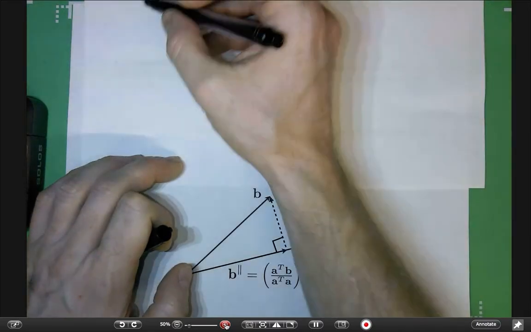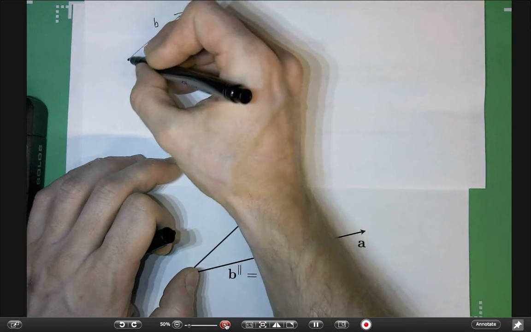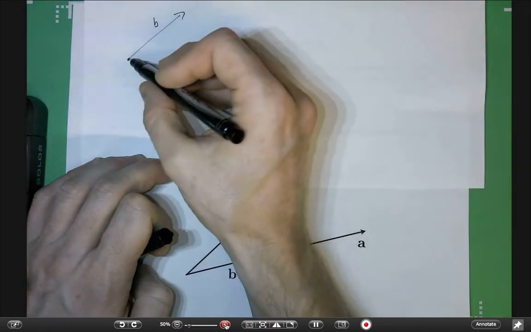So what I want to do is, I have this vector b. It goes from 0, as all good vectors do. And I want to project it onto vector a.